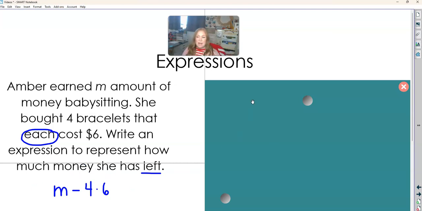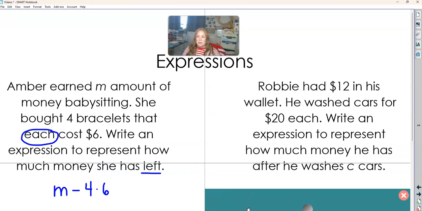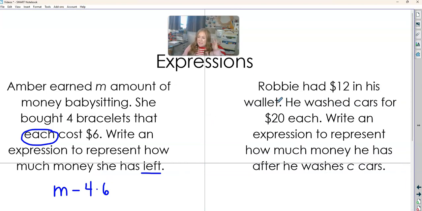Okay, and our last problem here says Robbie had $12 in his wallet. He washed cars for $20 each. Write an expression to represent how much money he has after he washes C cars. So right, he starts with 12. And then he's getting more, so we want to add that on. He's getting $20 for every car he washes. So if he washes 1 car, he'd get 20. If he washes 2 cars, he'd get 40. If he washes 3 cars, he gets 60.